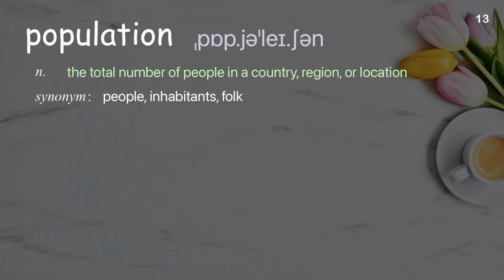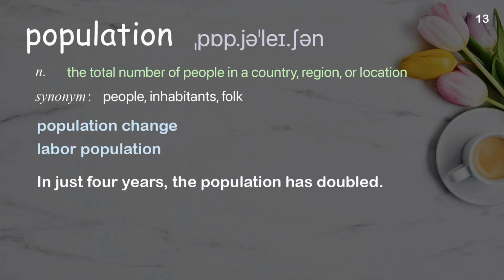Population: The total number of people in a country, region, or location. Examples: Population change. Labor population. In just 4 years, the population has doubled.